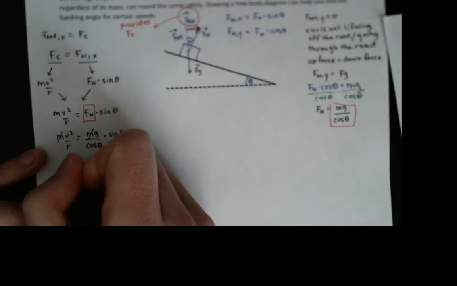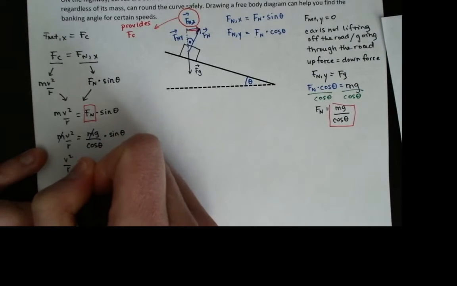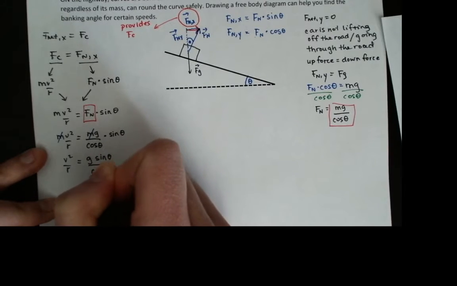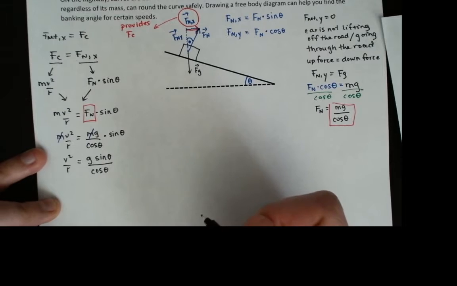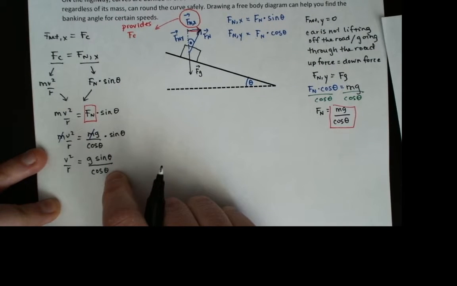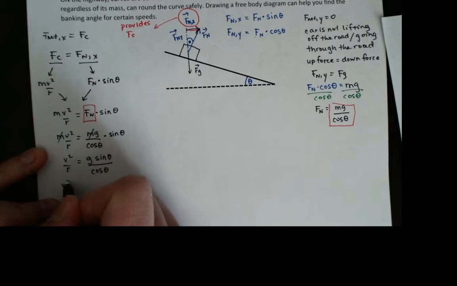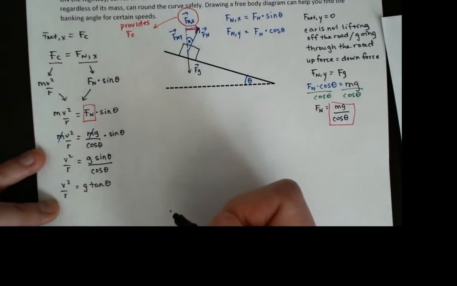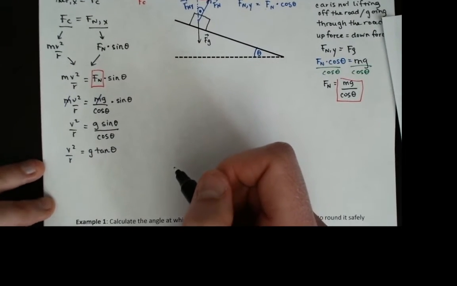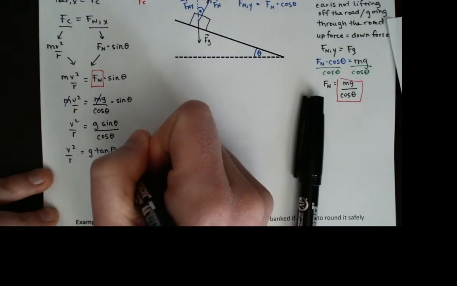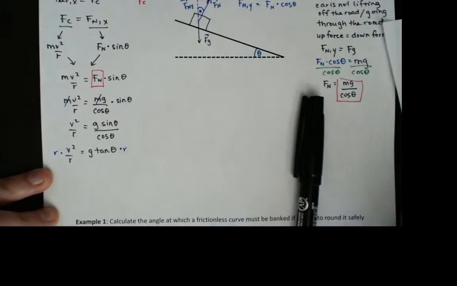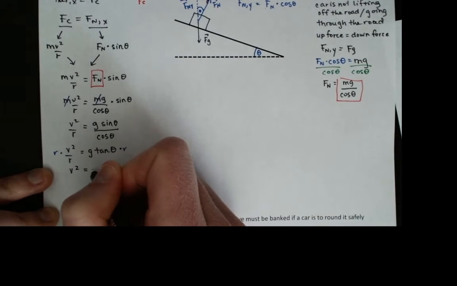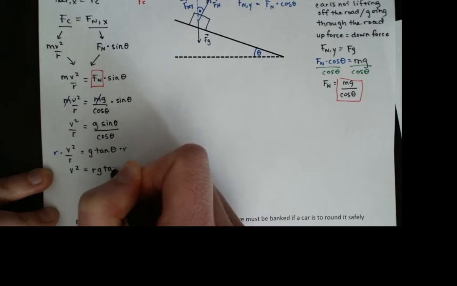So we're left with v squared over r is equal to g times sine theta over cos theta. Sine theta over cos theta, that's tan. V squared over r equals g times tan theta. And now we just have to get the r out of the denominator. So we multiply both sides by r. We're left with v squared is equal to r times g times tan theta.